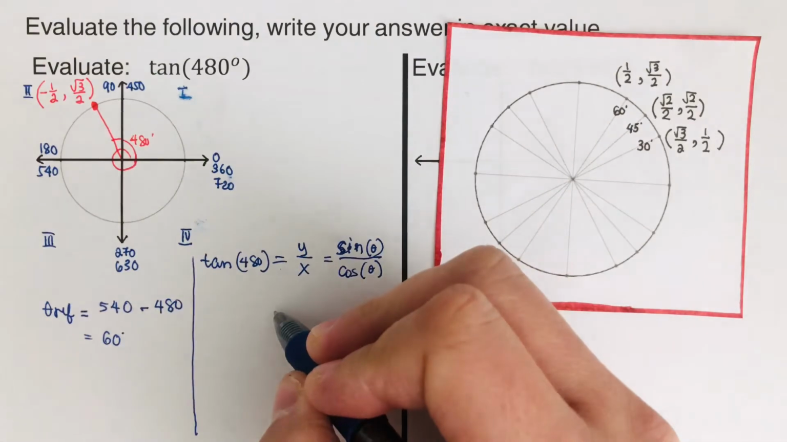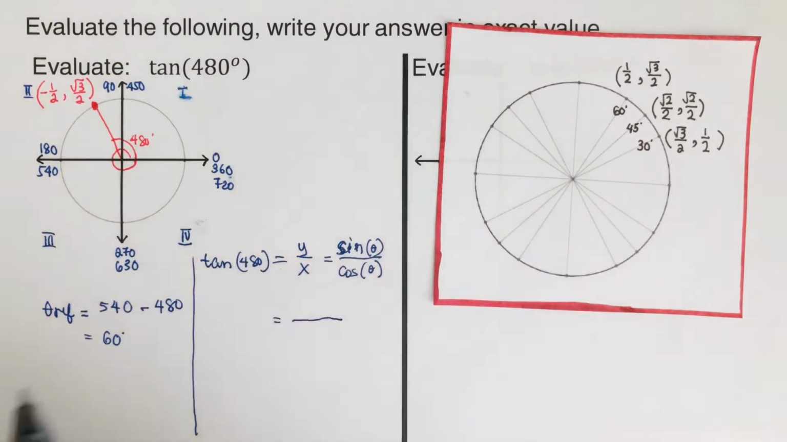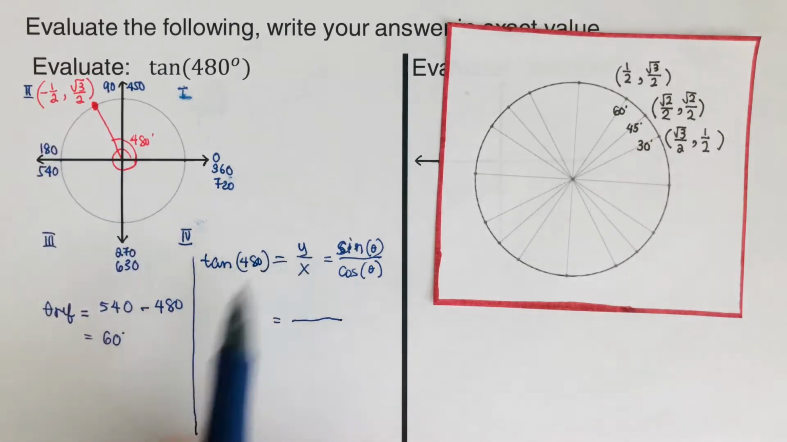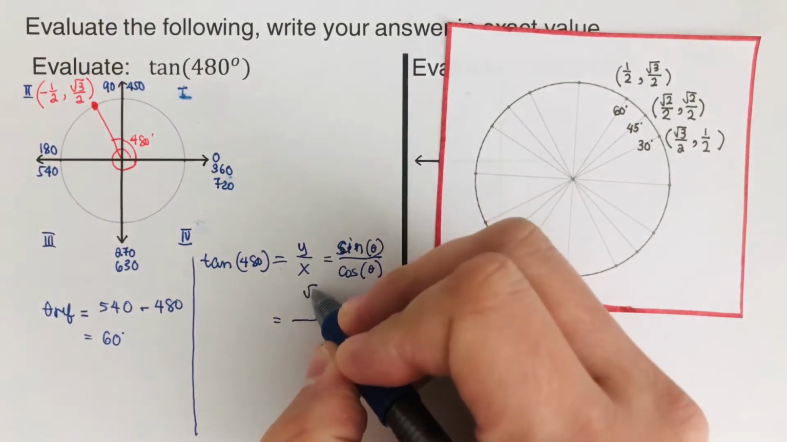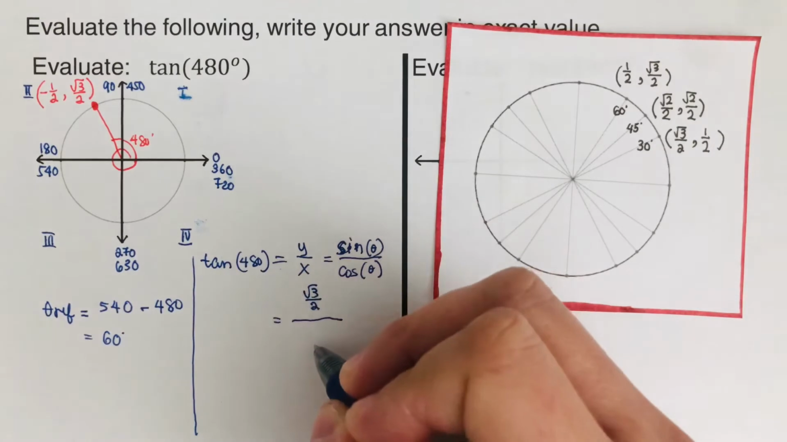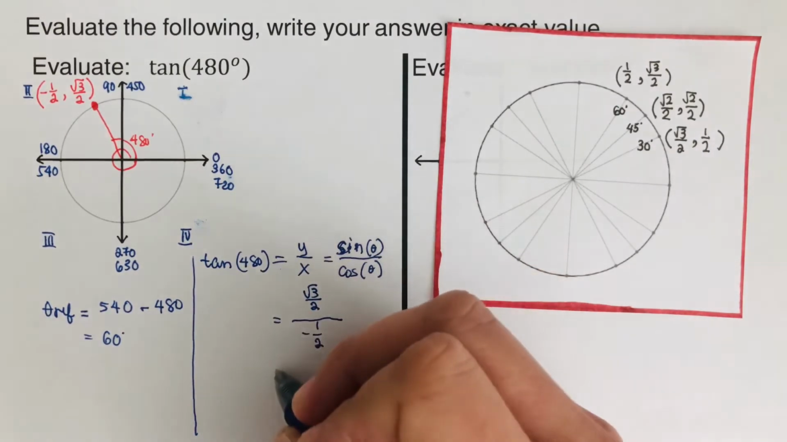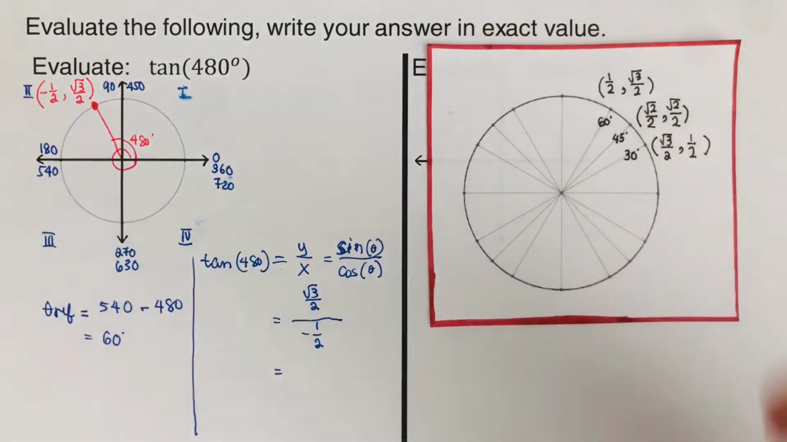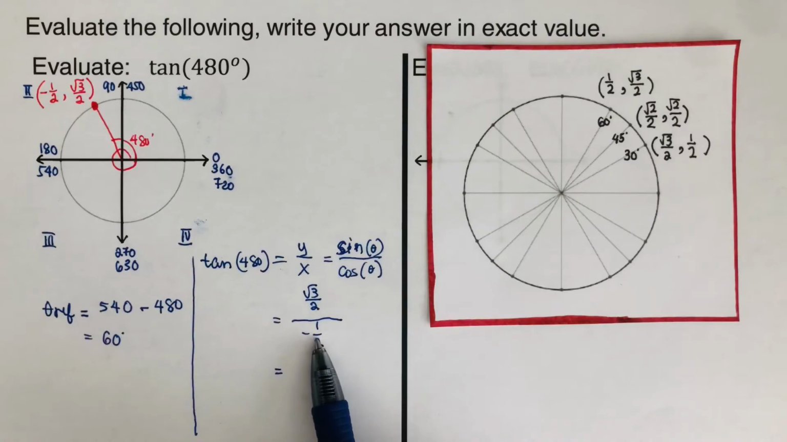So we go ahead and plug values in. We remember that this is the x and this is the y. So we put the y first. So that is square root of 3 over 2 divided by negative 1/2. Now in this case, we remember that if we have a fraction over a fraction, what we are going to do is flip the denominator and multiply across.